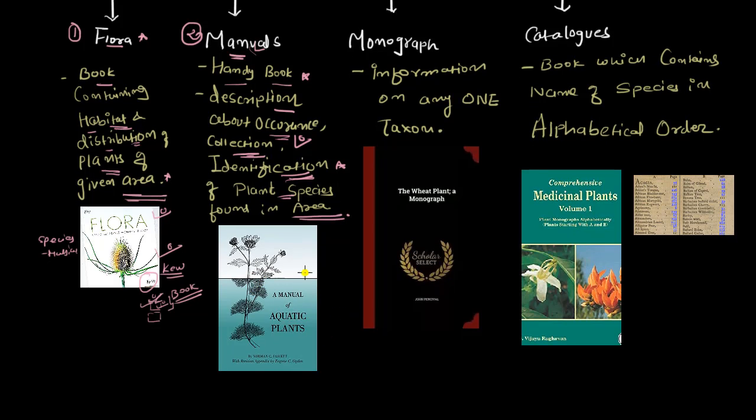Okay, can you see this? This is a manual of an aquatic plant of a particular area. For example, here is a pond or something like that. That particular pond has some aquatic plants, and this is a manual of those aquatic plants. So all the plants in that aquatic area have been written in this manual.